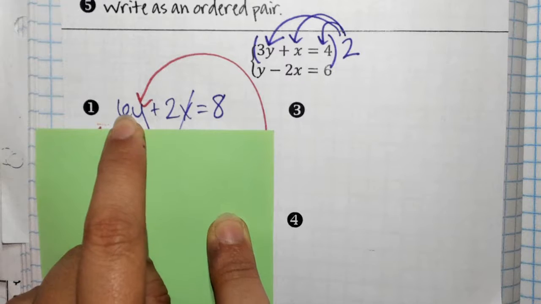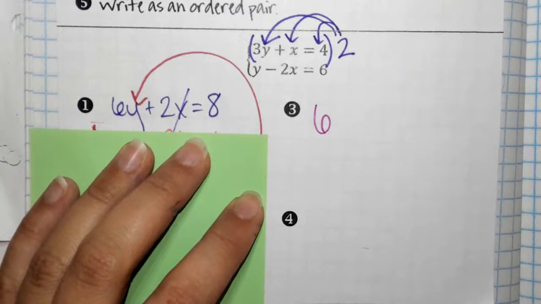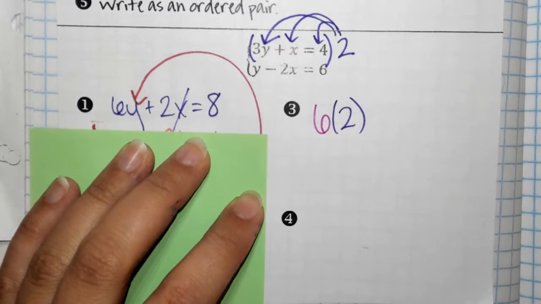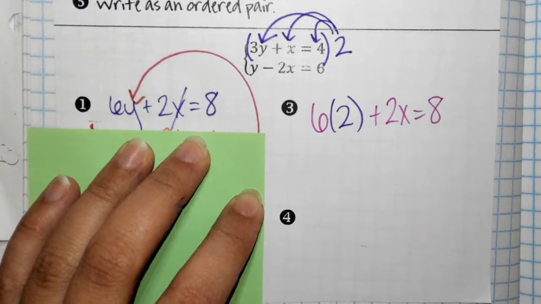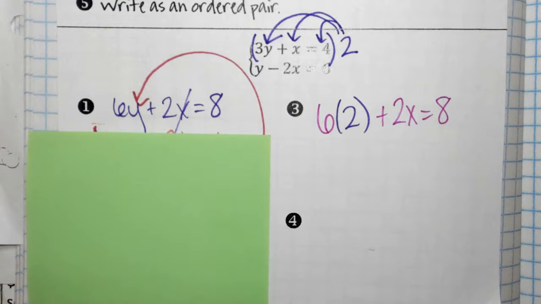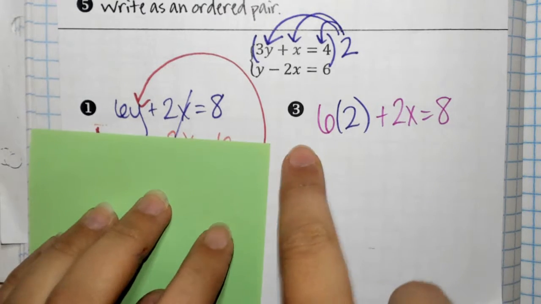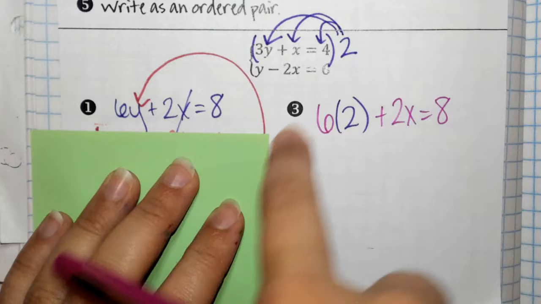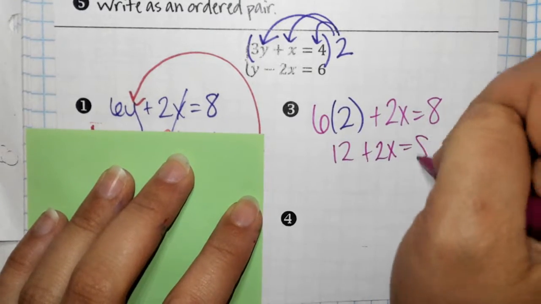Are we going to get rid of the 6? No, we need that. 6 times 2, plus 2x equals 8. All right, now, guys, why did we keep the 6? Because it's not what y equals. It's 6 y values, right? It's 6 y pieces. It's 6 Oreos. So we need to do 6 times whatever this is. Now, what's 6 times 2? 12. 12 plus 2x.